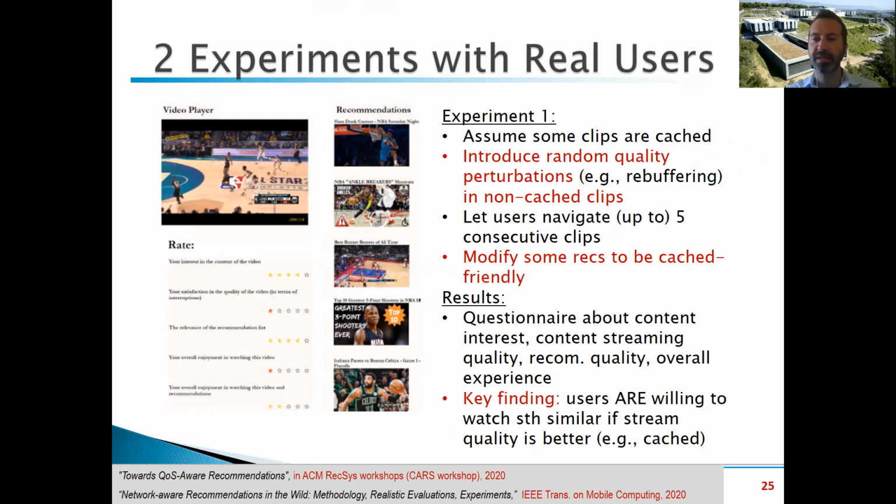What we're doing is we have a YouTube proxy where we can modify the recommendations to bias them towards cast items. And also we can modify the quality of streaming by introducing some perturbations, etc. So this is really interesting work. The initial findings are very promising for what we have been assuming for all the fun theory stuff. And again, I can talk more about it if you're interested.